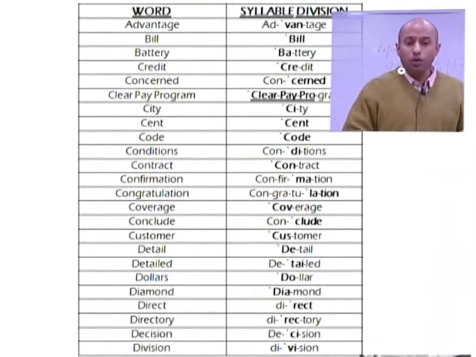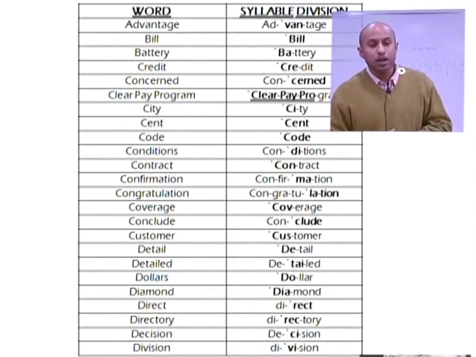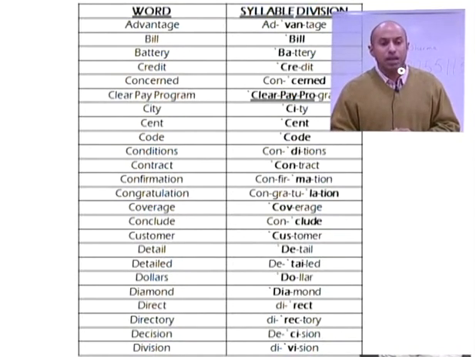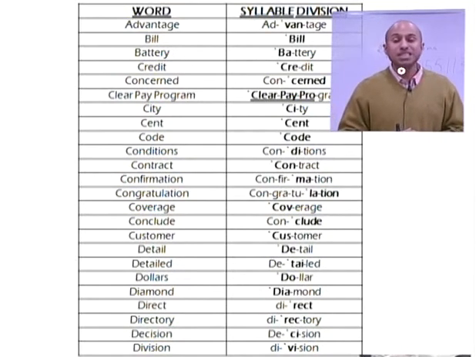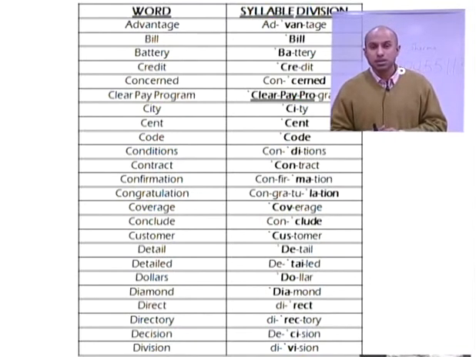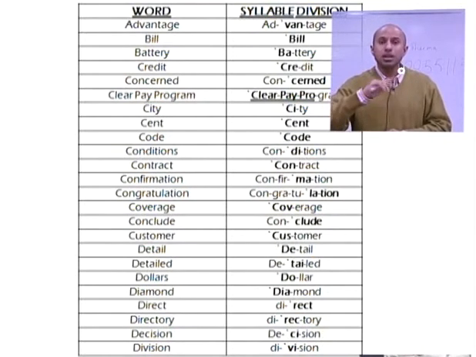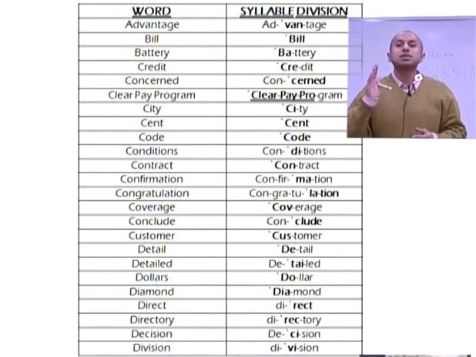Yes, we have all these words: advantage, bill, battery, credit, concerned. Yes, clear pay program, city, cent, code, conditions. Conditions, not condition, but we quite often hear the word called condition. It's condition. Say it with a little more stress, condition.